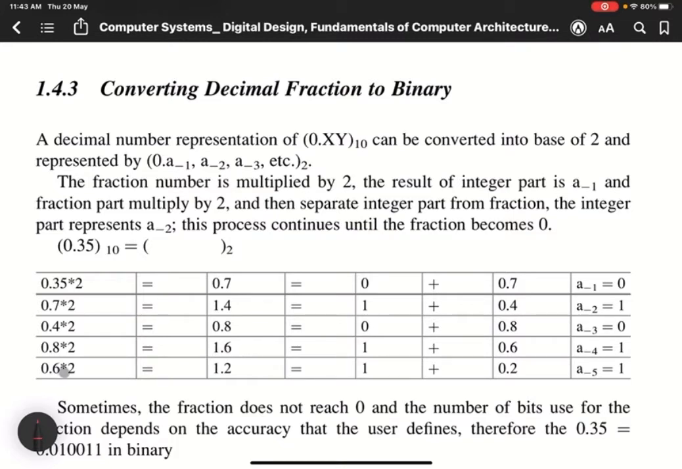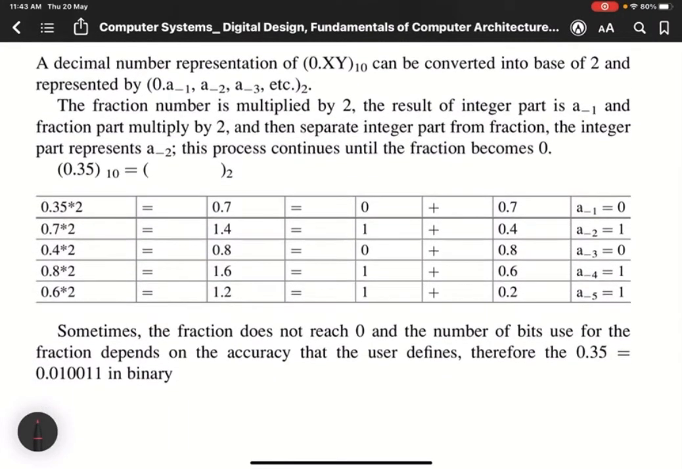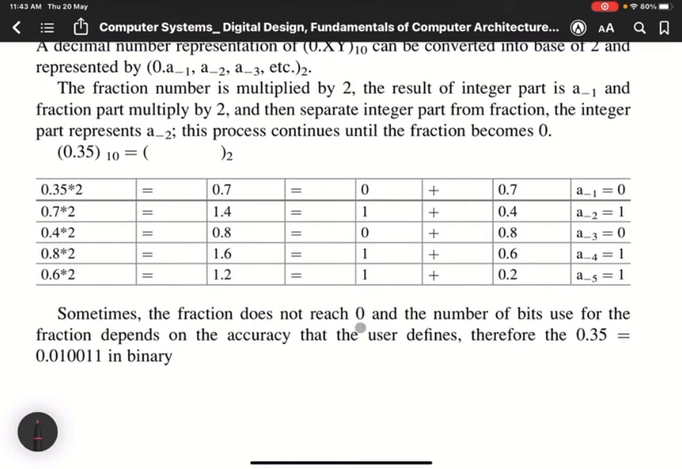And then the 0.6 will be multiplied by 2 and will give us 1.2. So there is a carry over again, so we put 1. Okay? What does it say here? The process continues until the fraction becomes 0. So sometimes the fraction does not reach 0, and the number of bits used for the fraction depends on the accuracy that the user defines. Therefore, 0.35 equals 0.01011. Okay.